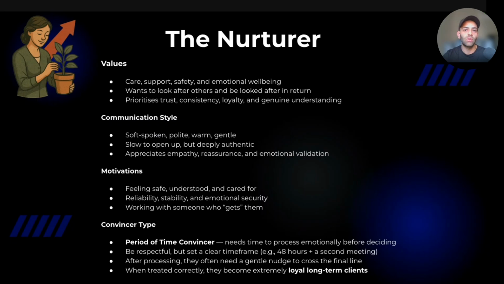So on that second call, typically they would have had some time to process everything. And after they've processed it, all they need at that point is just a gentle nudge to move them in the right direction. Okay. So again, don't be too assertive or aggressive with it. Just ask them the right questions to help them understand that partnering with you will actually be the right thing to do and will be in their best interest. And when treated correctly as an actual client, they become extremely loyal long-term clients. Okay, they tend to be the longest lasting clients because they are very, very loyal.